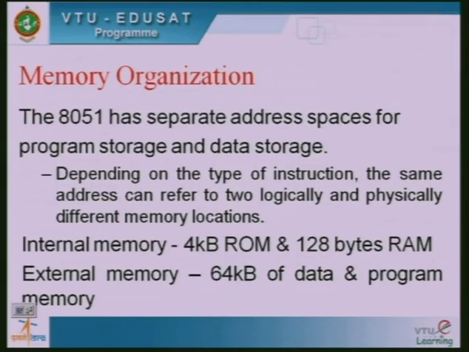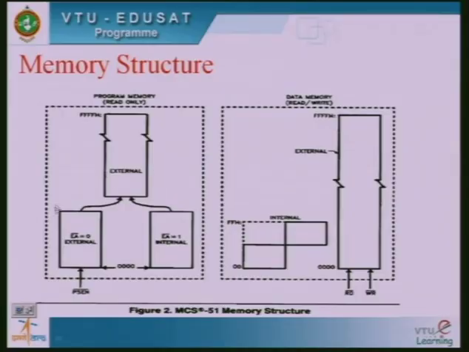RAM means random access memory. If you write once, the next data you write on top of it will be overwritten. The older one will get erased. So that is RAM. External memory can be connected up to 64 kilobytes of both data as well as code memory. So both program and data memory can be extended up to 64 kilobytes. As it is shown in this diagram, external memory can be added. You already have some internal memory.